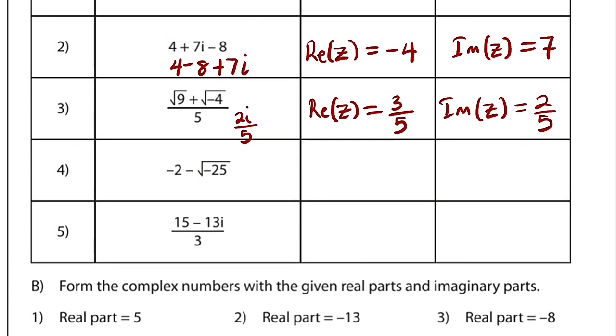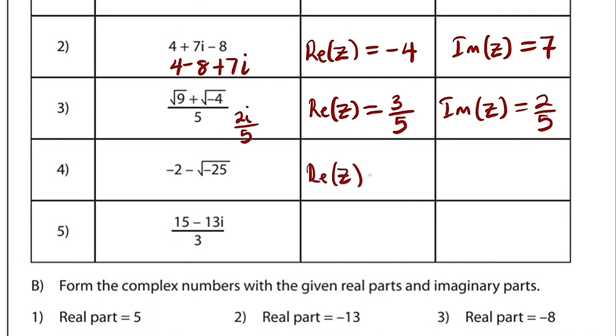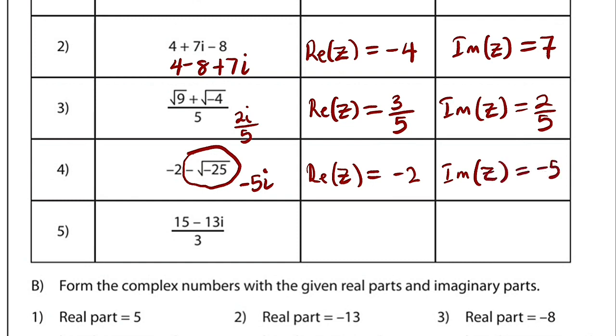Moving on to question number 4. The real part is clearly written as negative 2. So we have the real part as negative 2, while the imaginary part is negative, you have to include this negative, negative the square root of negative 25. The square root of negative 25 is 5i, but we have a negative sign, so we have negative 5i. So what is the coefficient? Negative 5. Therefore, the imaginary part of this complex number is negative 5.